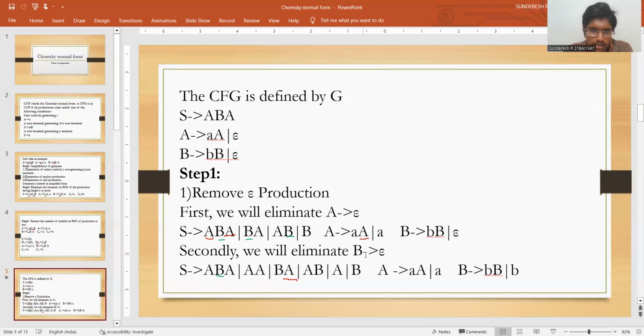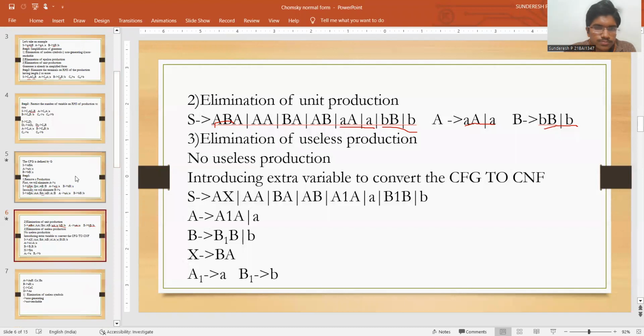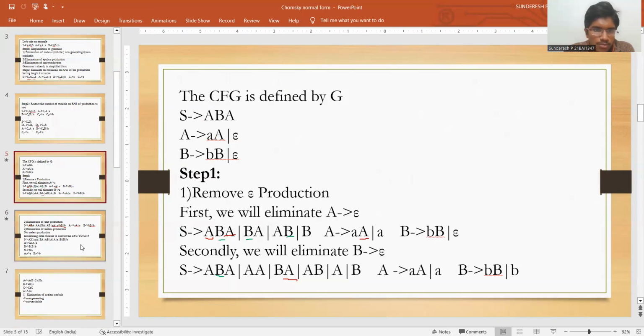Secondly, we'll be eliminating B tends to epsilon. And thus we write whatever is there here as it is, and we substitute B tends to epsilon. We substitute epsilon here, we get AA. If we substitute epsilon here we get A, and that's it. If we substitute epsilon here, we get B additionally. And now we move to the next slide. This is how we do the removal of the epsilon production.